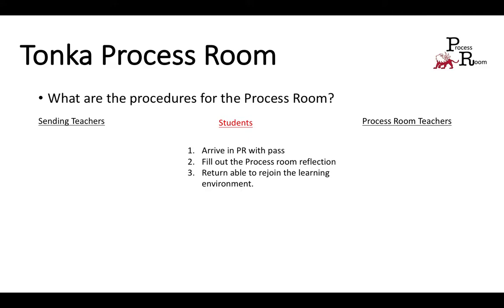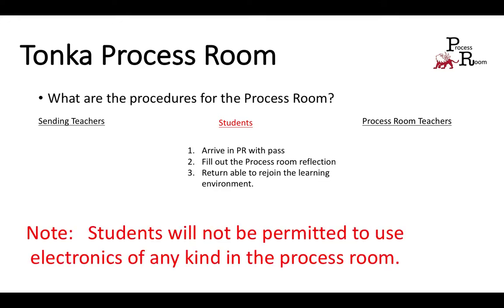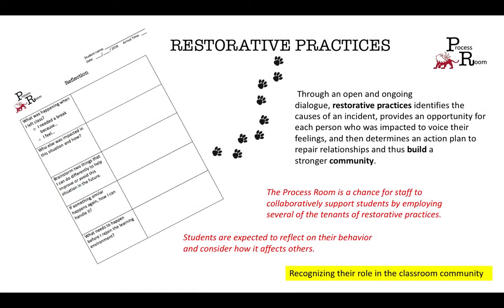When students arrive with the process room pass, they will complete a reflection that you will see on the next graphic. After processing, they will be permitted to return to the classroom when they're ready to be productive. Note that the students will not be permitted to use electronics while they are in the process room. The reflection shown here supports the FAIR process. Students have a chance to write about the situation so that they can feel heard.